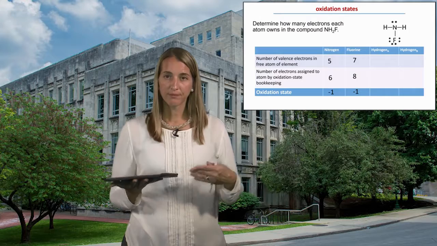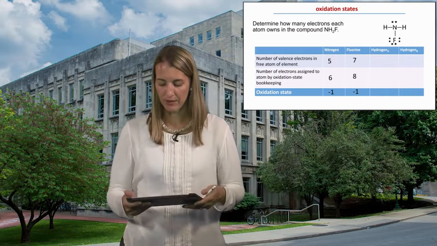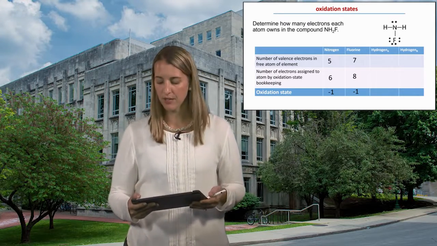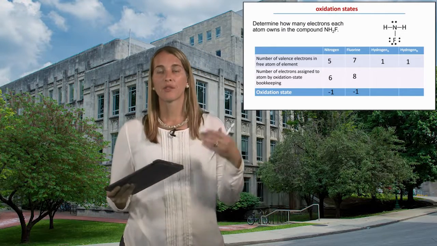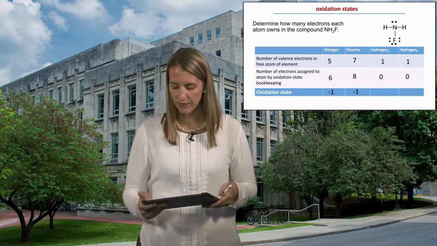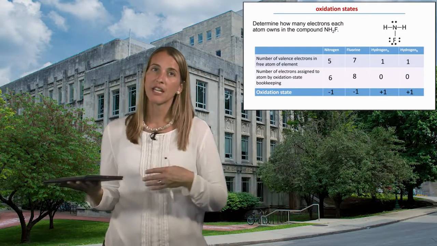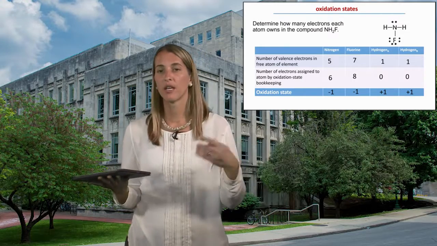Next, we have hydrogen. They're going to be the same here. Okay, they're both hydrogen with a bond to nitrogen. They both come in with 1 valence electron. They don't get to count the bond electrons at all because nitrogen's more electronegative, so they get to count 0. And you can see that the total adds up to +1. Again, this is a neutral compound. If you add up the oxidation states from the nitrogen, fluorine, and the 2 hydrogens, you end up with 0.